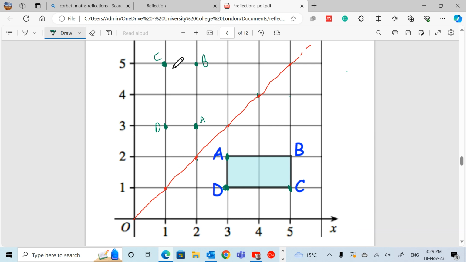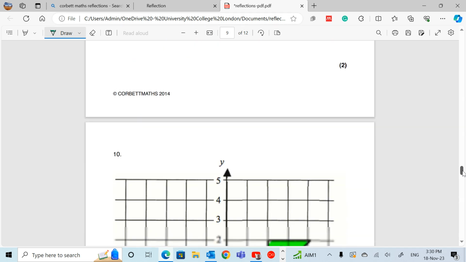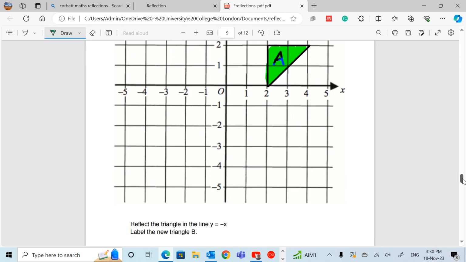So the new shape, and it hasn't asked you to label it, but here is the reflection of A, B, C, D in the mirror line of y is equal to x. Remember, y is equal to x is a diagonal line where x equals 1, y equals 1, x equals 2, y is equal to 2, x is equal to 3, and y is equal to 3, and so on. And that's 2 marks.